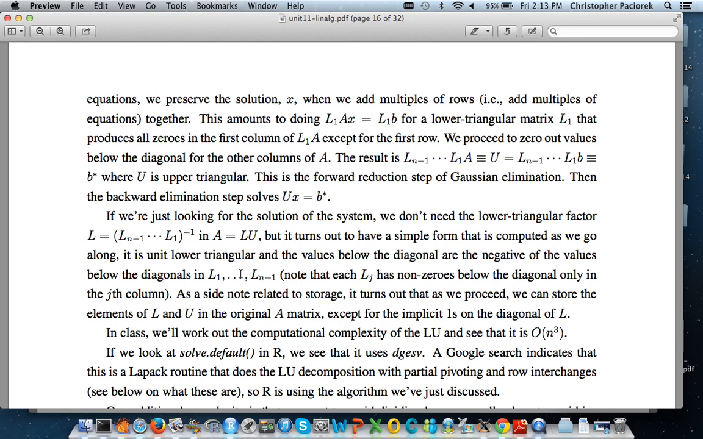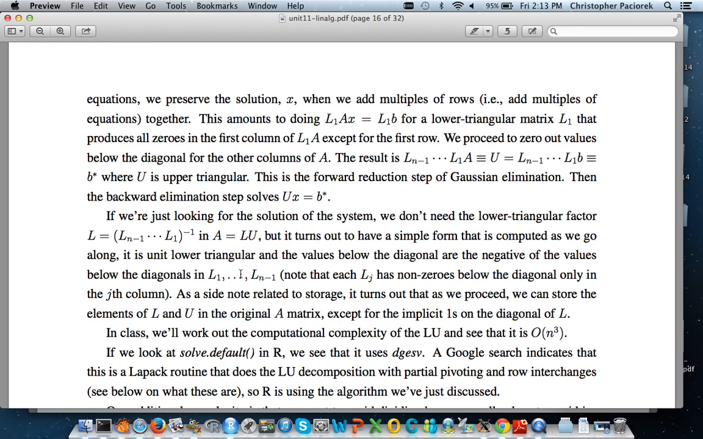So each one of these L matrices is going to zero out the values in one of the columns below the diagonal. And so the result of that is, okay, we have this, and what that says is we can then say that A is equal to the inverse of this times U. So the inverse of this is therefore what we're calling the L matrix, and it does turn out to be lower triangular because all of these are lower triangular.